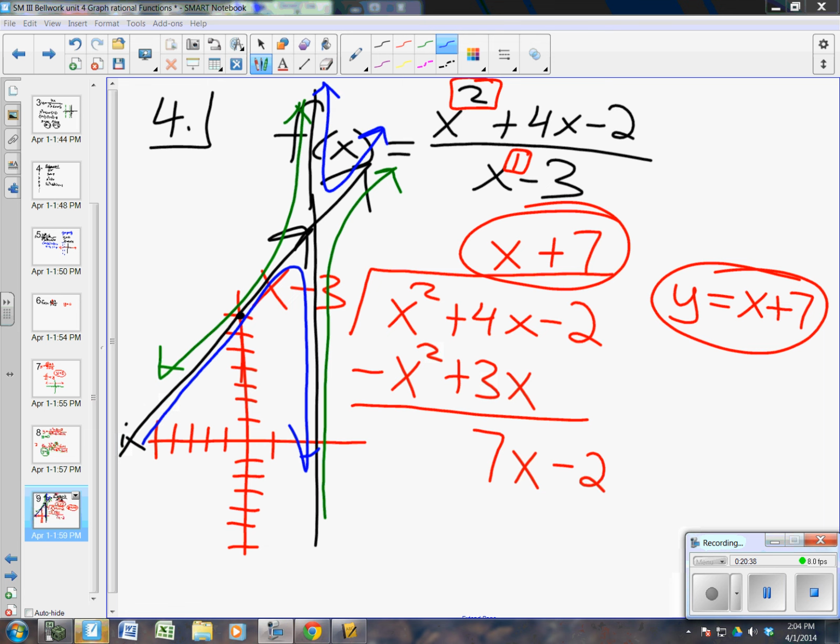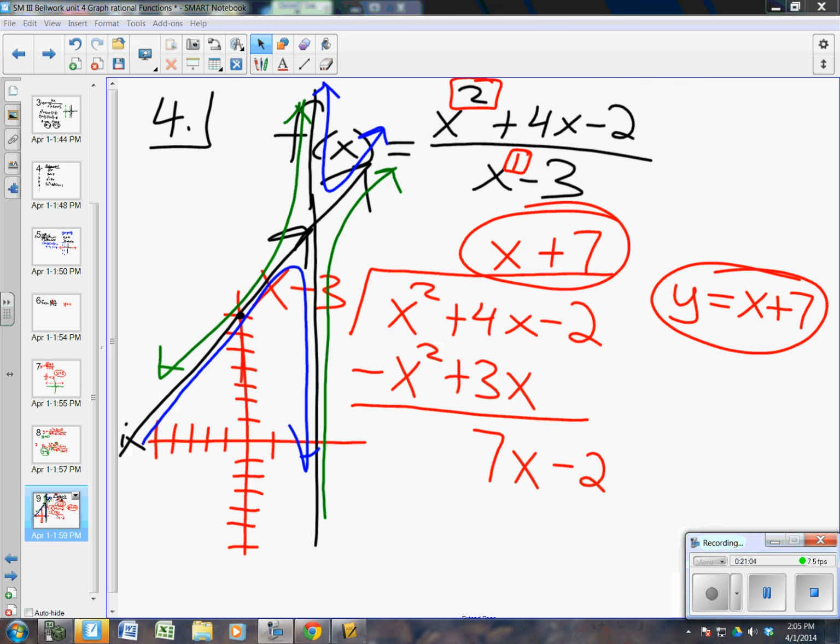Someone graph it in your calculator. By the way, when you put this in your calculator, how do you have to put it in? Parentheses around the numerator and the denominator. It doesn't even matter which mode, it's not a sine, cosine, or tangent. Check that out and see if you might have to change your window to see the whole graph. But that's what it would look like.